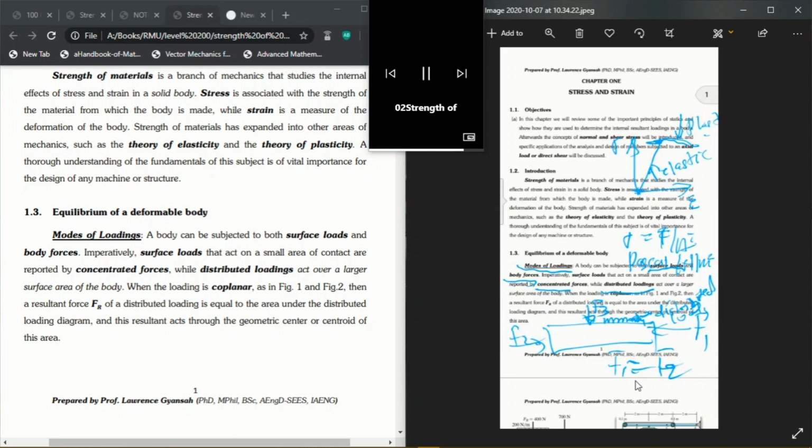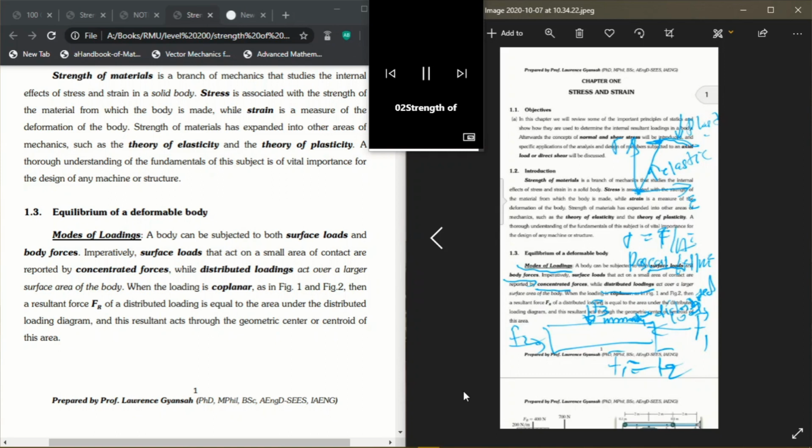The surface loads that act on a small area of contact are represented by concentrated forces, whilst distributed loadings act over a large area. If you look at the diagram I have drawn where we have F1 and F2, a concentrated force is shown as, let's say, F3 on top. Then for distributed loading, you could see some zigzag on top. That is called distributed loads, which means the loads are over a very large surface, but concentrated forces are subjected to a unit area, and so become a concentrated force. So these are the two.